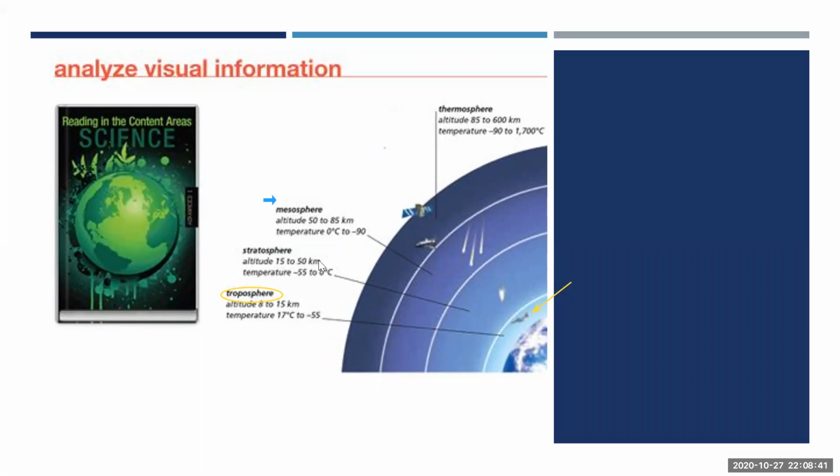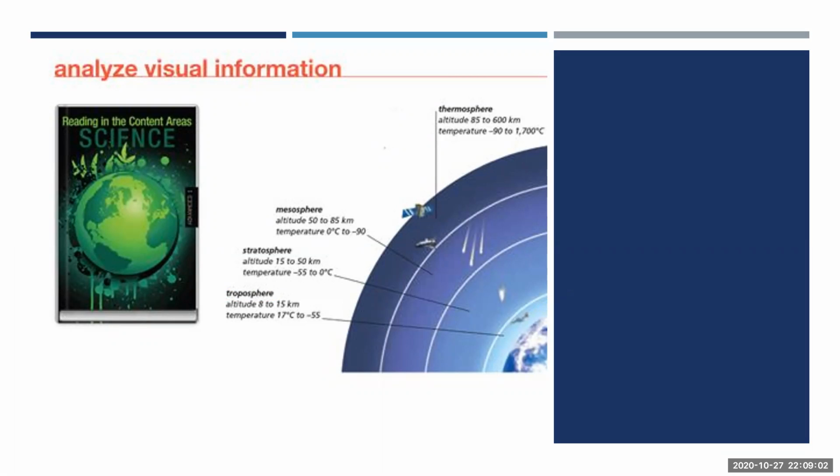Right, you would be in the mesosphere, okay? Because the mesosphere is 50 to 85 kilometers, and if you were asked about 75 kilometers, that falls in between there. So you would be over here with your meteor shower. All right, I'll clear all of my arrows off.